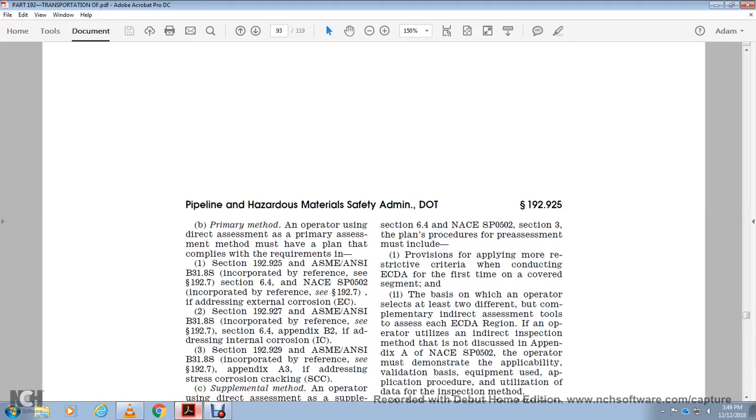Primary method. An operator using direct assessment as the primary assessment method must have a plan to comply with the requirements of section 192.925, ASME/ANSI B31.8S, as incorporated by reference in 192.7, section 6.4, and NACE SP0502, incorporated by reference in 192.7, for external corrosion (EC). Section 192.927, ASME/ANSI B31.8S, incorporated by reference in 192.7, section 6.4 and appendix B.